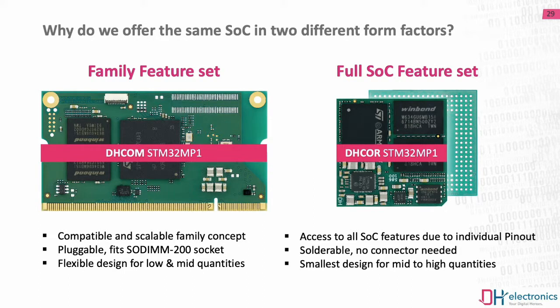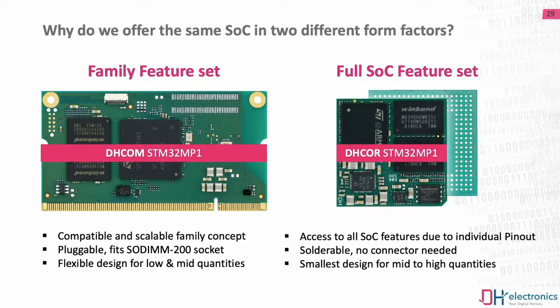And this is the key difference compared to the solderable DH core on the right hand side. Because on the DH core, we are having an individual footprint for every new module. And as a result of this, we can make every SoC pin available to the baseboard. And therefore, you can use all of the features available by the SoC without any compromise.